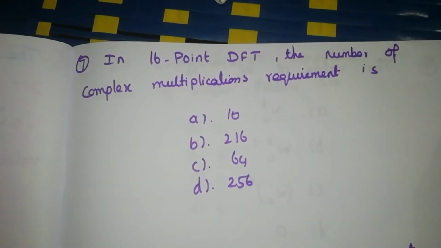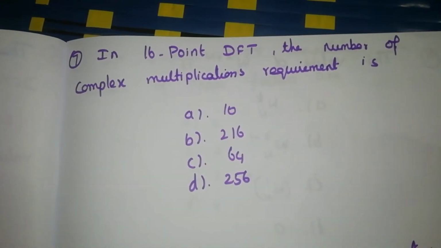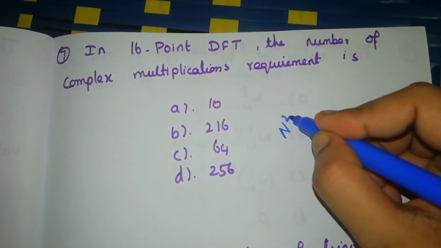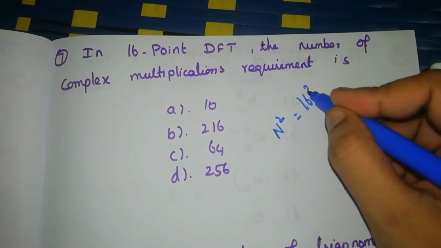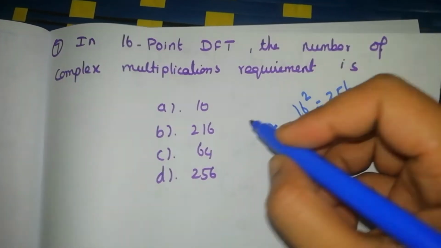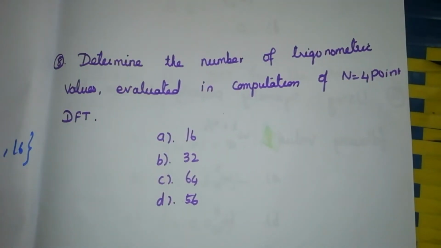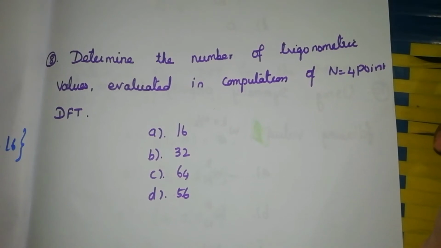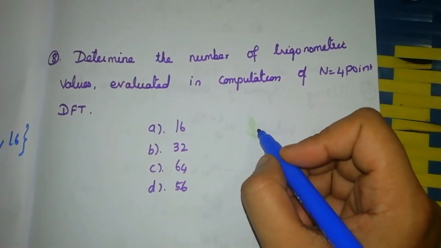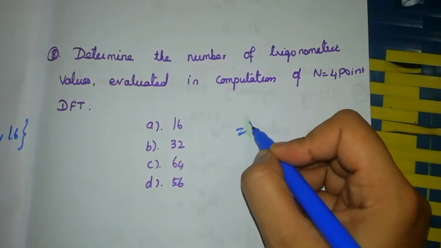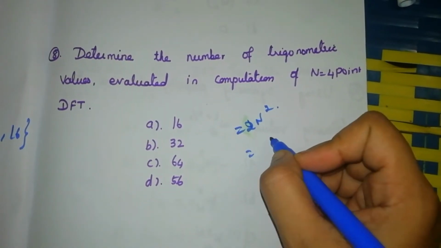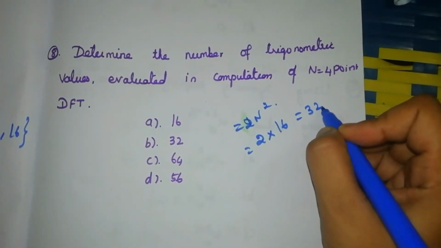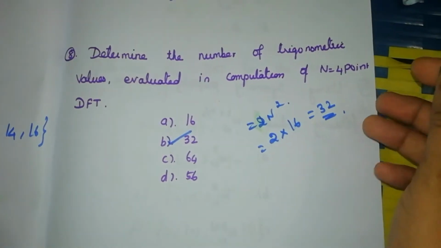Next question, in 16-point DFT the number of complex multiplications required is, that is in DFT the number of multiplications required is N square, and here it is 16 points, so 16 square, so 256. So answer here is D. Determine the number of trigonometric values evaluated in computation of 4-point DFT, and the number of trigonometric values is equal to 2N square, and here N is equal to 4 points, so 4 square is 16. So the answer here is 32. So B is the answer.